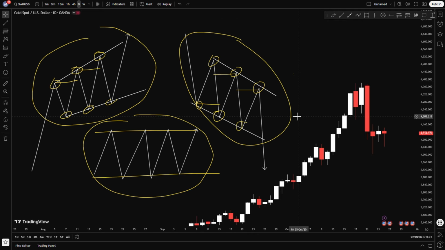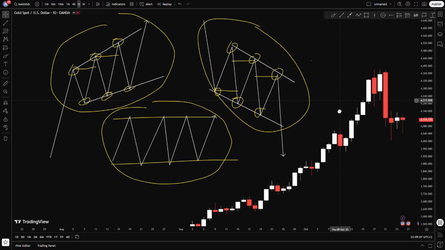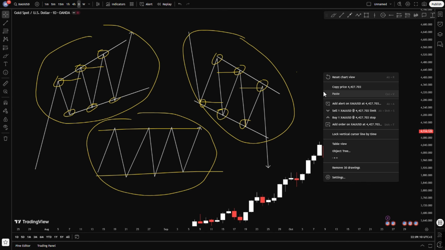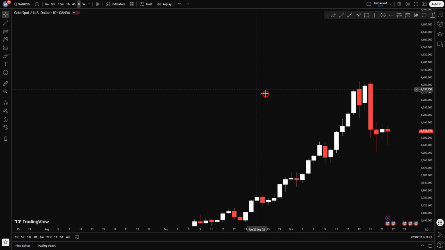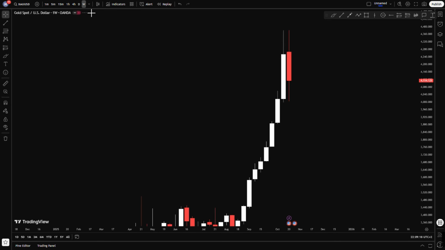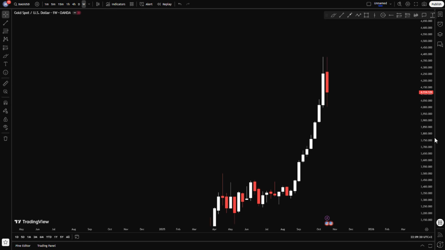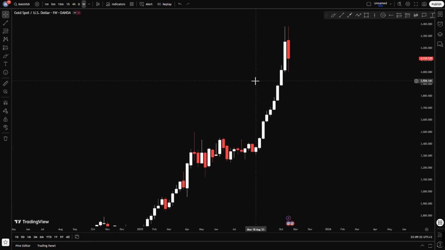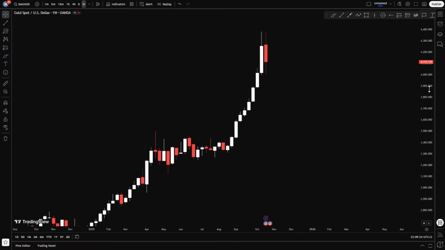Alright traders, now it's time for us to look at a real chart example. Let's start by removing everything here. As you can see, this is gold on the daily time frame. We can actually start on the weekly time frame. So now we are looking at gold on the weekly time frame.